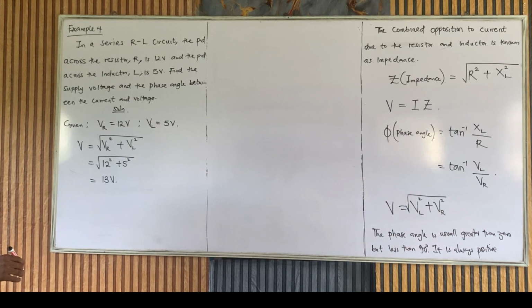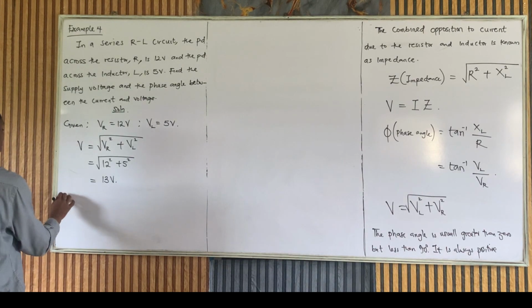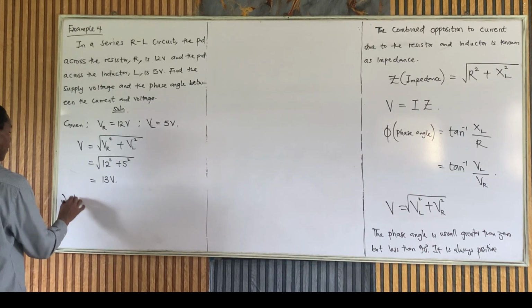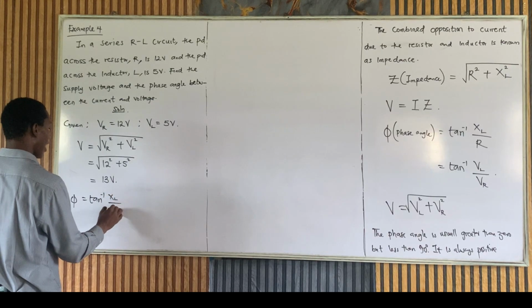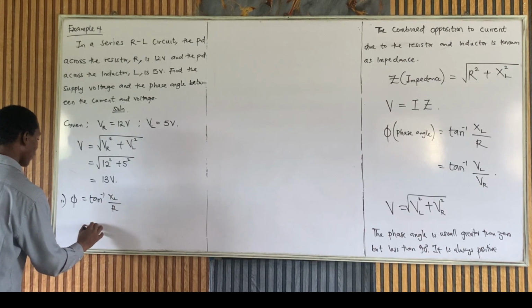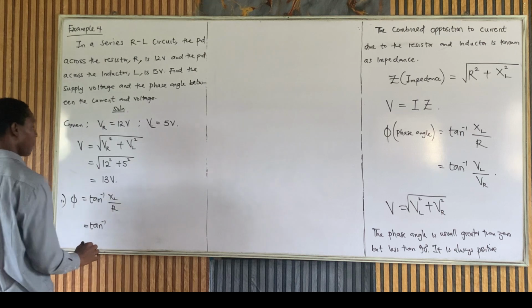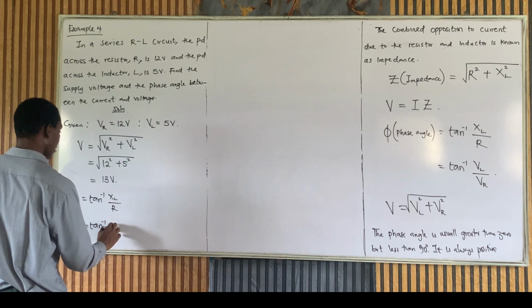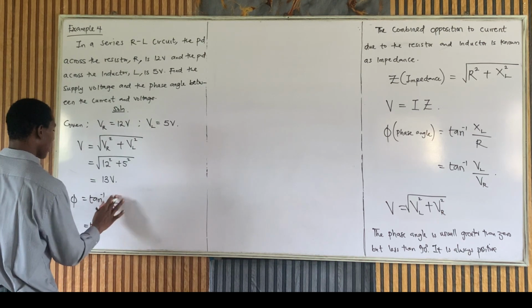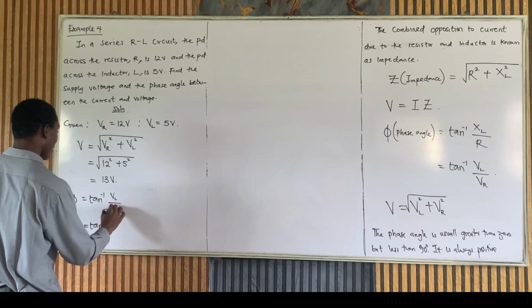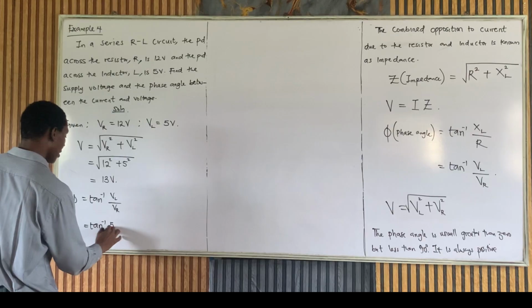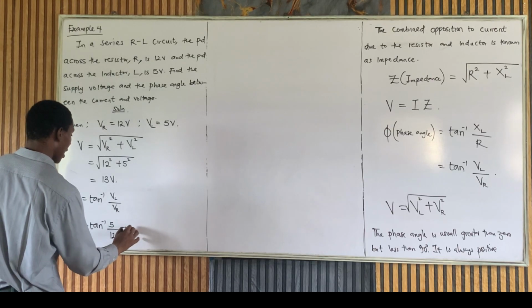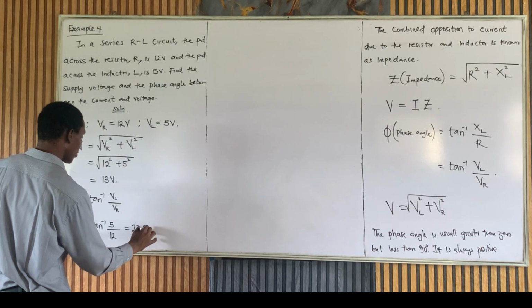Now, the next one is number 2, the phase angle. The phase angle is given as tan inverse of XL over R. And that is tan inverse of, sorry, it's VL over VR. Our VL here is 5 divided by VR, 12. And this is 22.62 degrees.